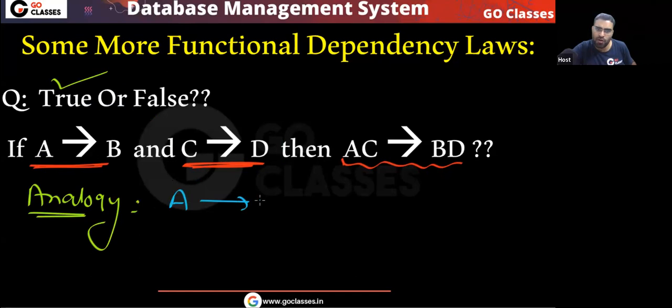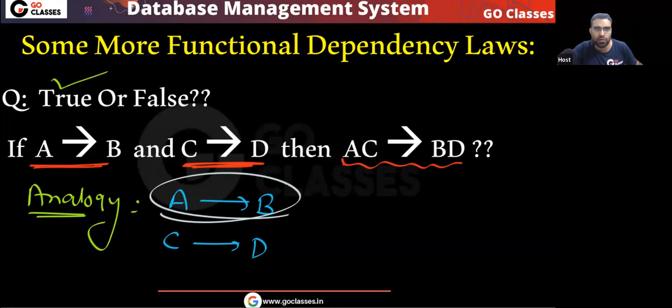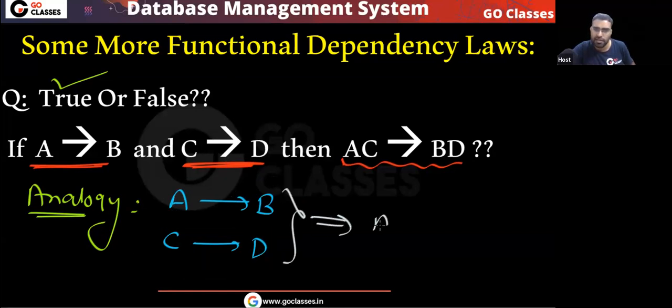A is more powerful than B, C is more powerful than D. This is like Ambani, maybe this is like Amitabh Bachchan, and this is maybe some politician, and maybe this is some normal employee. So A is more powerful than B, C is more powerful than D. Then ultimately, can I say that AC will be more powerful than BD? Anyway, this is just an analogy.